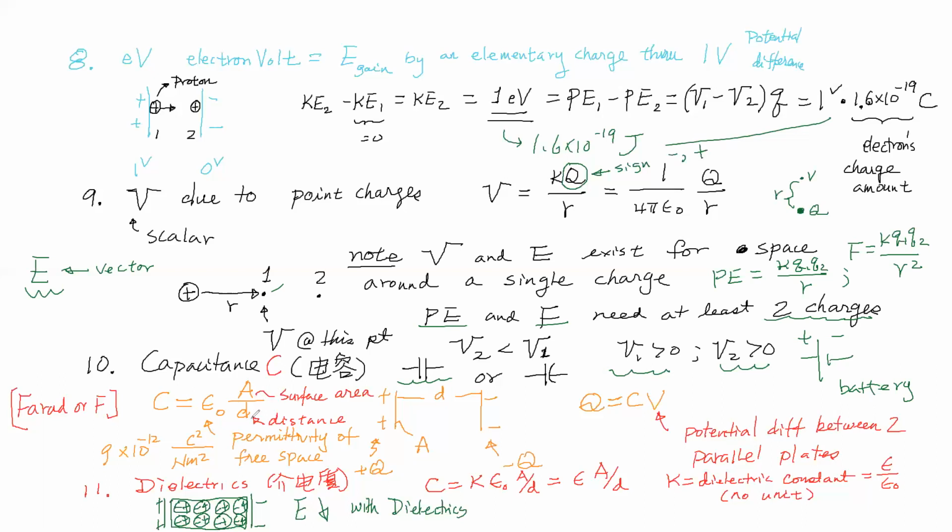So A divided by D, and this A is the surface area. Look at this graph right there. The A is the surface of this. It's also the surface of that. So you don't use 2A, you use A. And this is positive Q, and this one is negative Q on this side. So anyway, the C has nothing to do with anything else except epsilon 0, the space, and then the area A and the distance. So it's very geometric, right? It's very geometric. All right.